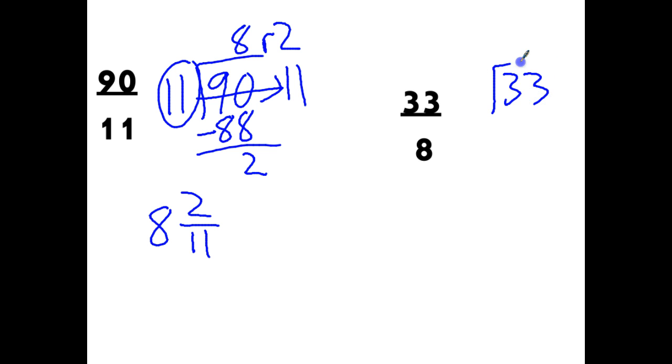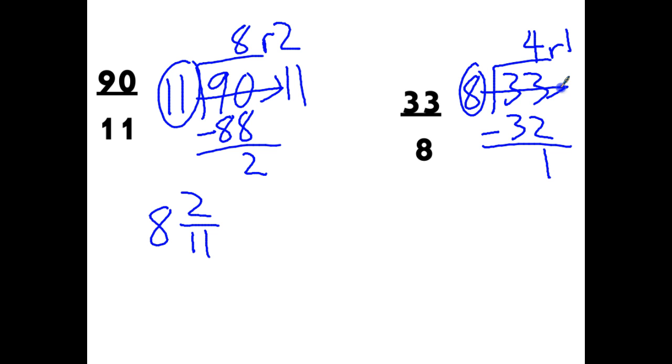33 divided by 8. How many 8's in 33? 8, 16, 24, 32. 4 of them, and 4 times 8 is 32. Subtract, I've got a 1 left. Bring my 8 over for my denominator. 4 and 1/8. Stop the video when you try it out.